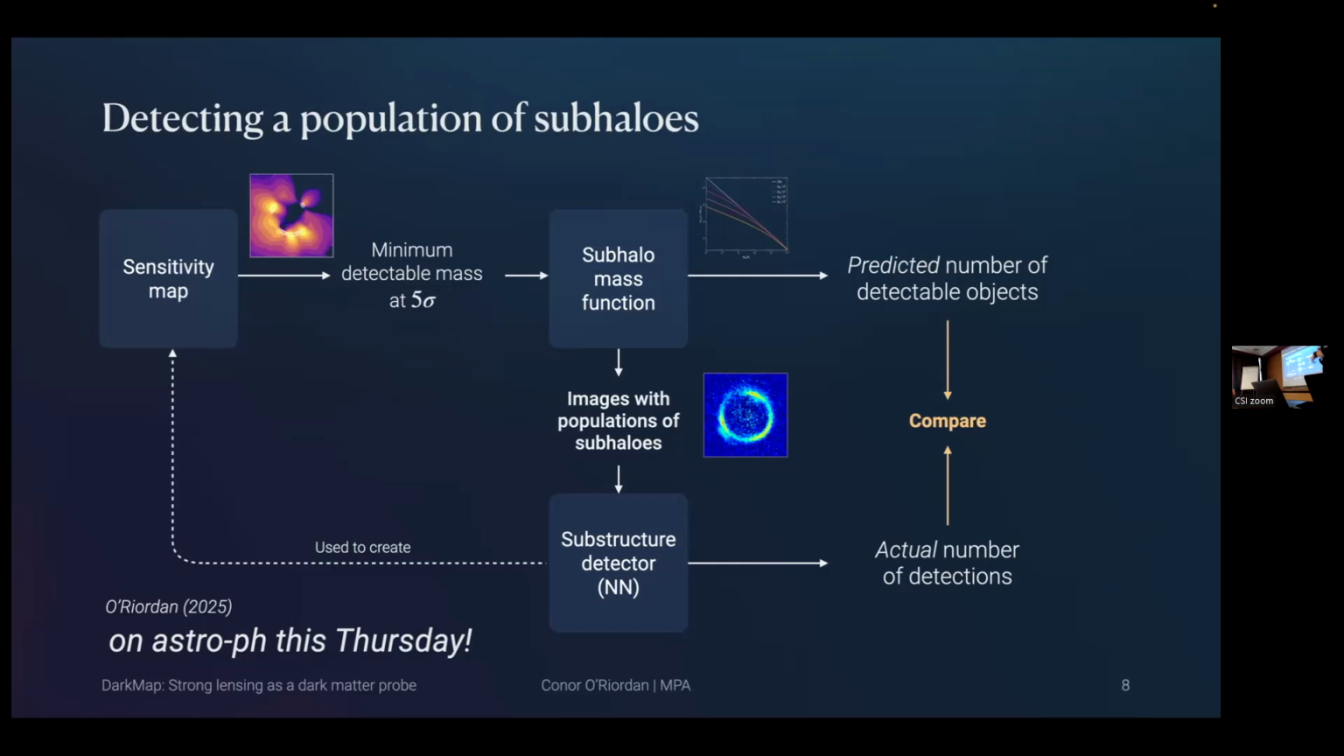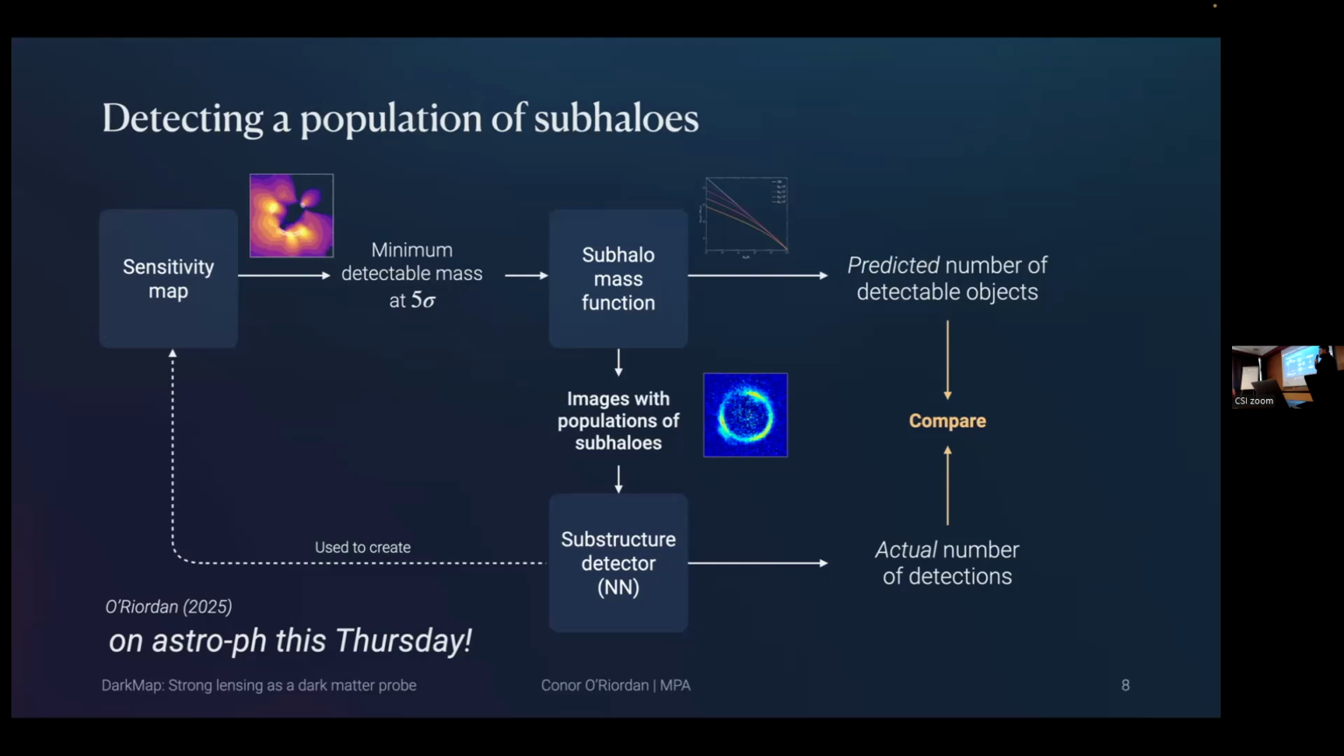These are the subhalos that wouldn't be there in warmer dark matter models. And these are the subhalos, depending on your SIDM model, that could be most likely to core collapse. So what we do is we take the trained substructure detector. We use this to make sensitivity maps for 100 HST-like strong lenses.